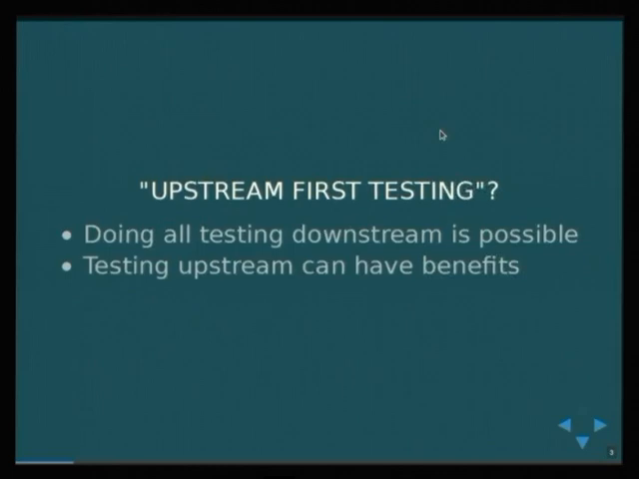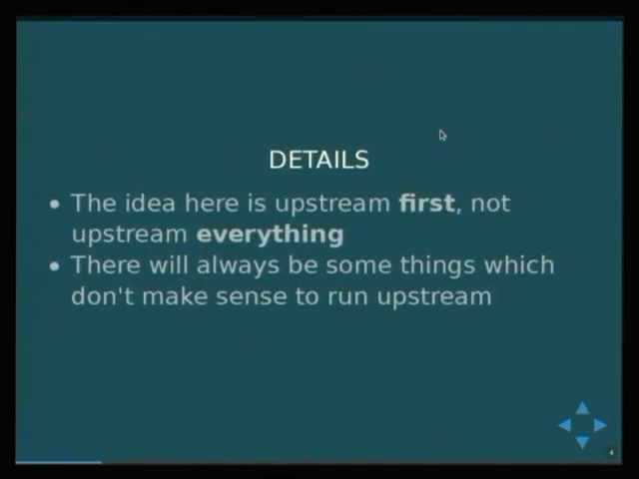So this whole upstream first testing. As a downstream project, you can do all of the testing and keep it downstream and just look at it yourself. For example, in Fedora, if we did all of the GNOME testing and never reported anything upstream, there's nothing stopping us from doing that, but it also seems a bit counterproductive at best. Taking some of the testing upstream, instead of just keeping it to yourself, does have some benefits. Now, the key emphasis here is that it's upstream first, not upstream everything.